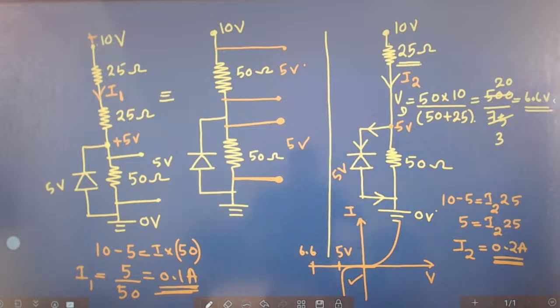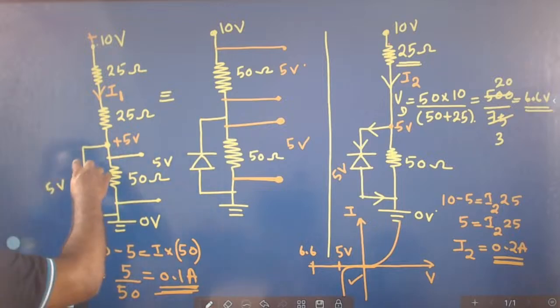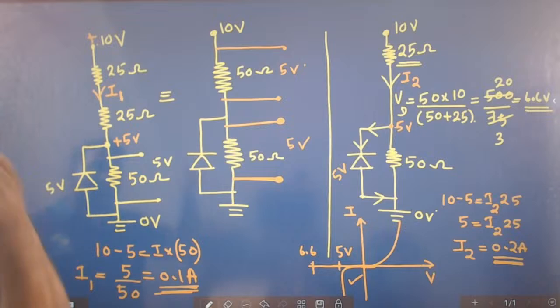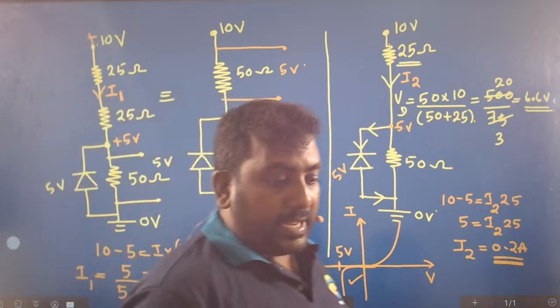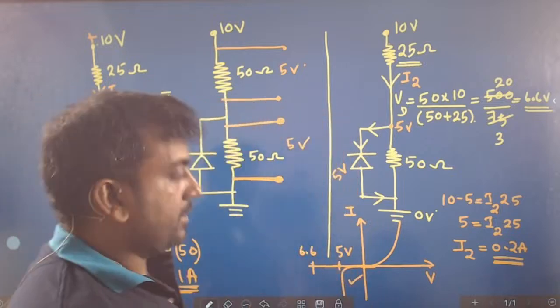Right? No? So until breakdown is achieved, if breakdown is not achieved, current will go through the resistor. But once breakdown is achieved, current will go through the diode. Is it clear? You can put in the chat. Is it clear? Okay, no?